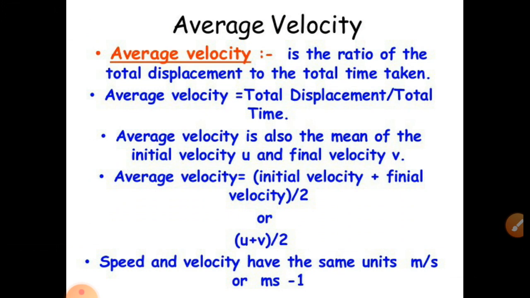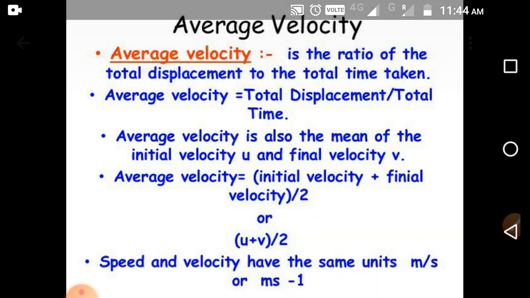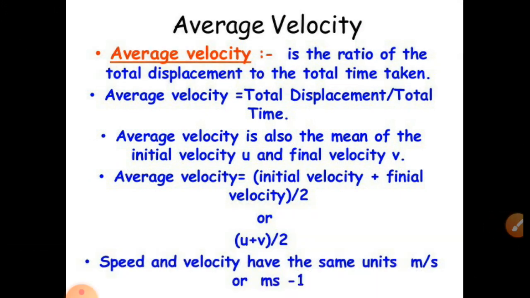So what is the initial velocity? It is small letter u. Final velocity is small letter v. So what is average velocity? Average velocity is u plus v divided by 2. What is u? Initial velocity. What is v? Final velocity. If you know these two, we can find the average velocity. We have two equations to find the average velocity. One is total displacement divided by total time taken. Another is initial velocity plus final velocity divided by 2.